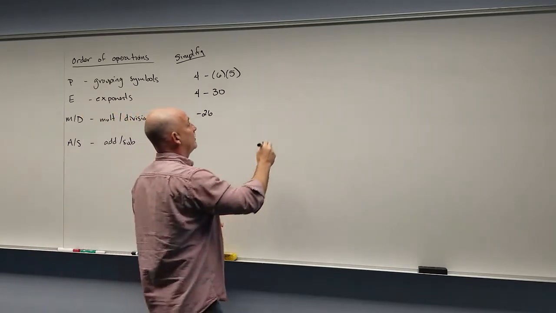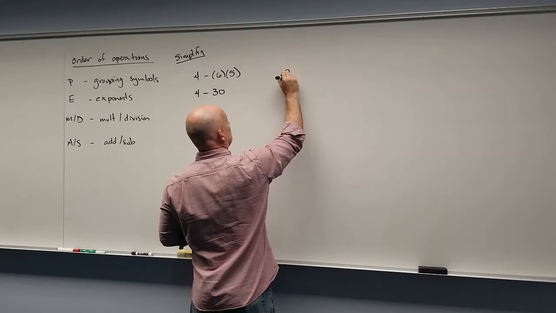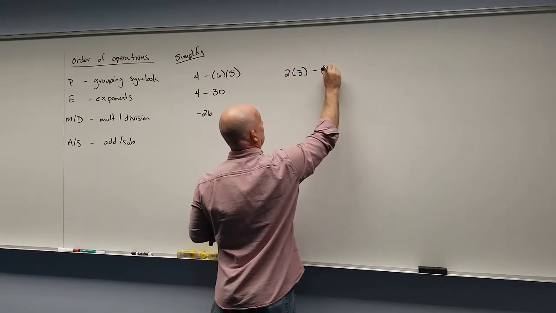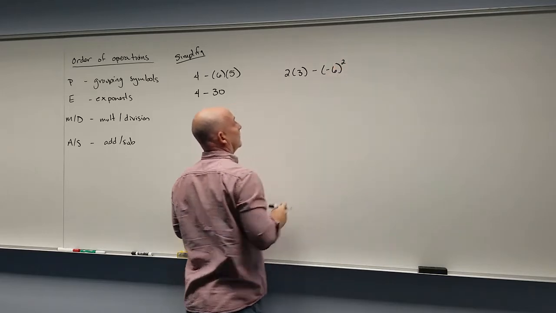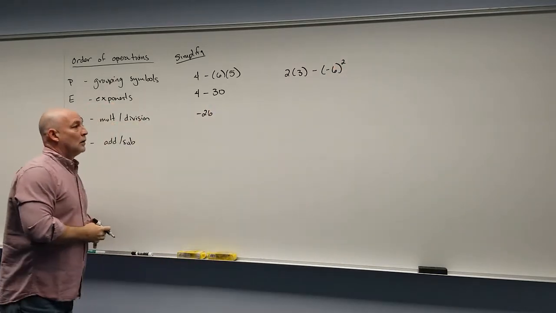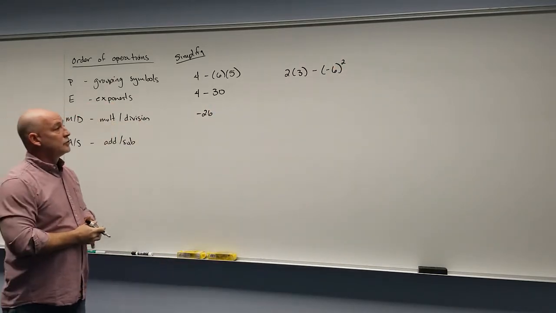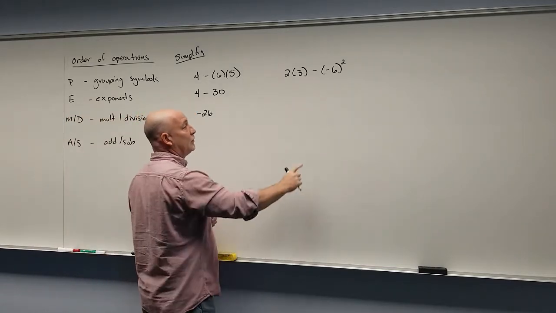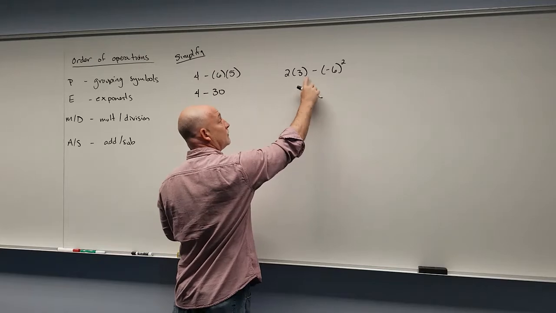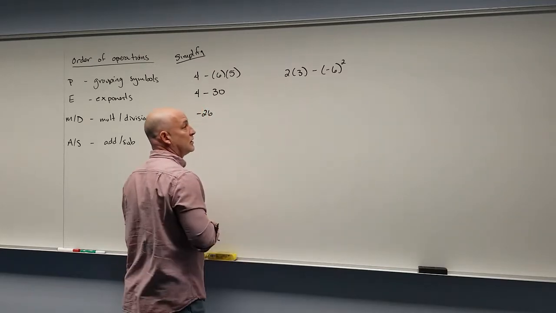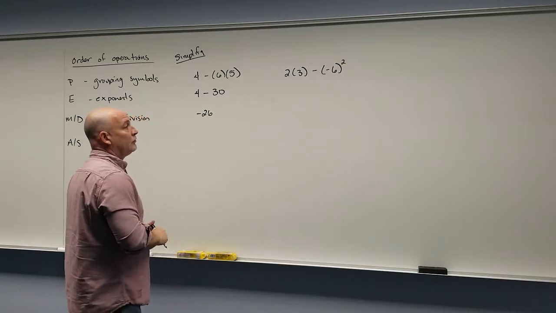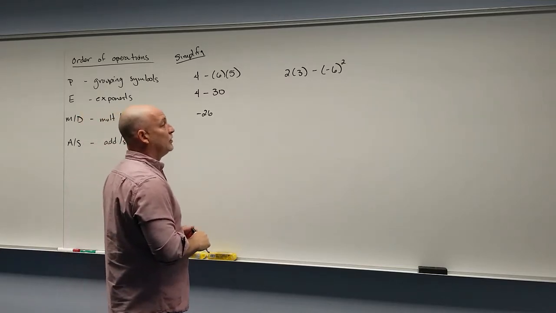All right, let's try another one. Let's say we have 2 times 3 minus negative 6 squared. Again, we're just using our order of operations. First thing is grouping symbols. Again, we don't really have grouping symbols. We do have parentheses here, but there's no operations on the inside. Each one of those parentheses is holding a single number. So moving down, exponents. We do have exponents.